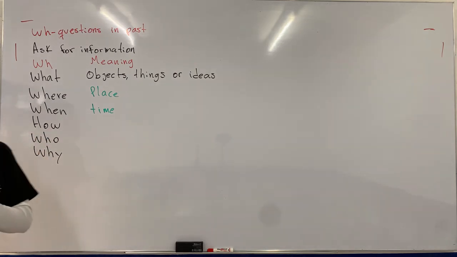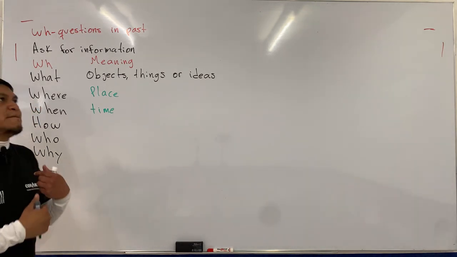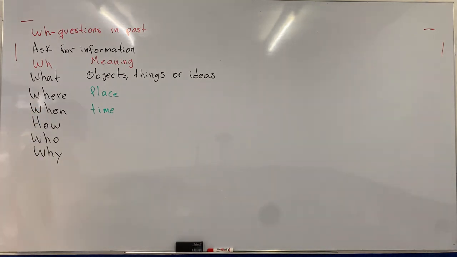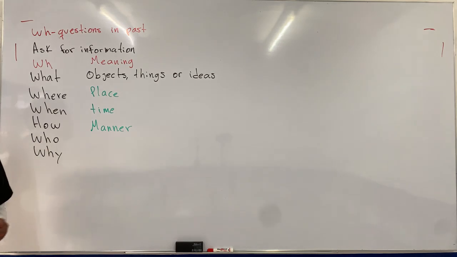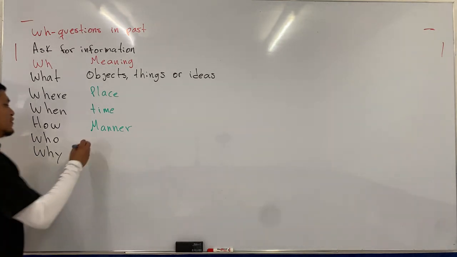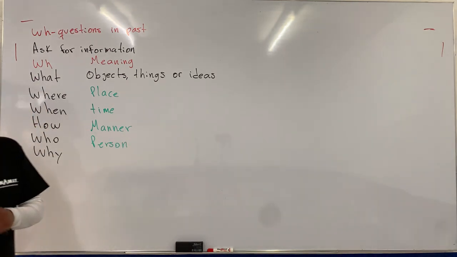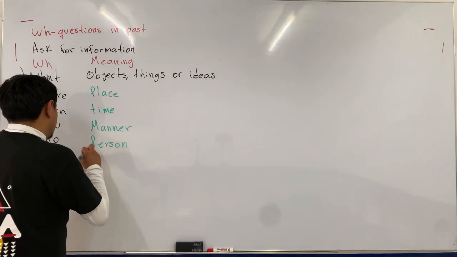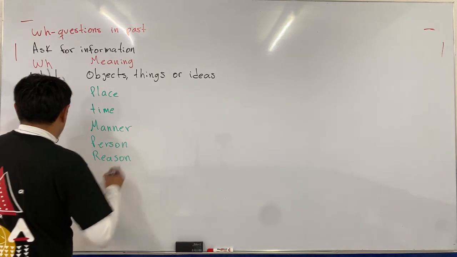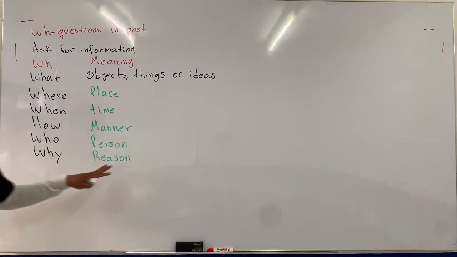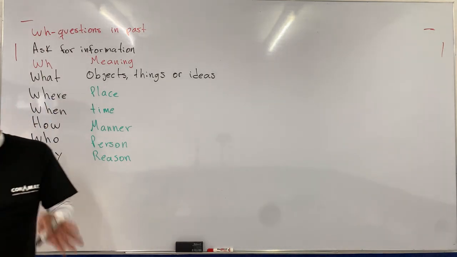How, we use when asking about manner, right? I mean the way of doing things, right? Manner. Who for person or people. Why for reason, right? What is the reason, right? Now we will have meaning, and finally examples.